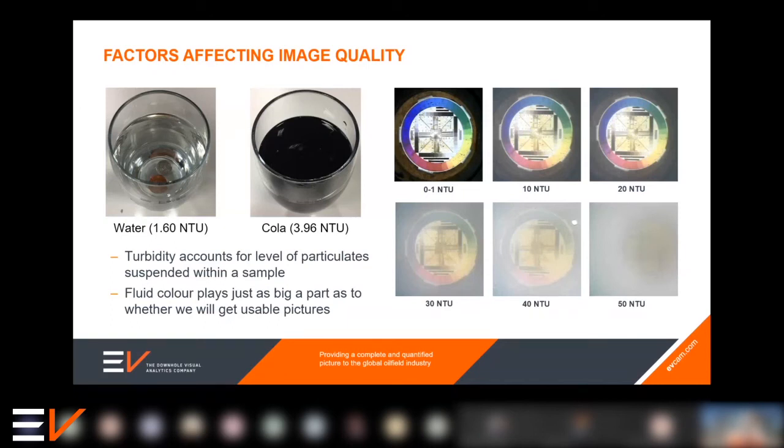The second factor is about the particulates and clarity of the fluid itself. We could have a water producer, for example, but if the solids content suspended within it is high enough, then it can cause us problems in acquiring images. And here you can see, at varying levels of NTU, the types of images that we can obtain inside the well. And clearly, if we can get down to 20 NTU or better, then we'll have a great chance of acquiring good pictures.